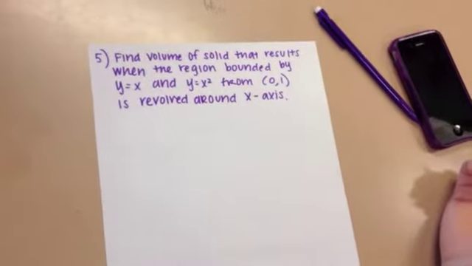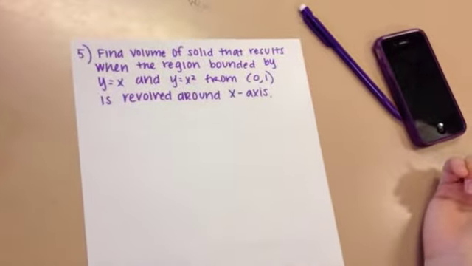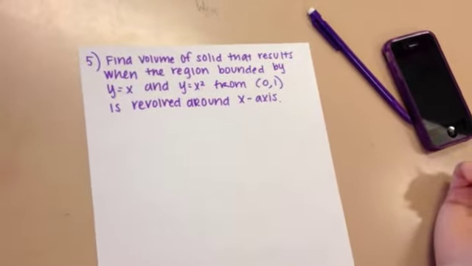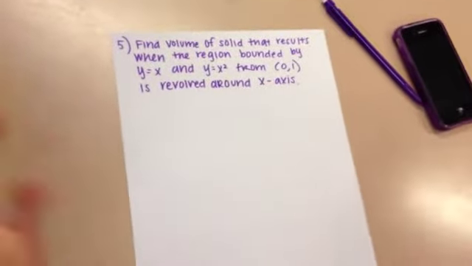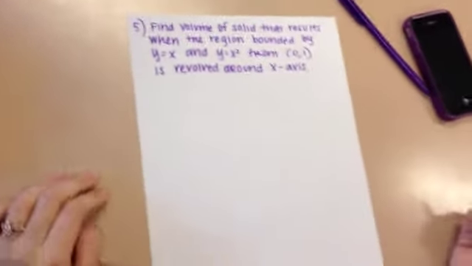Oh my gosh, okay. Find the volume of a solid that results when the region bounded by y equals x and y equals x squared from 0 to 1 is revolved around the x-axis. What does that even mean? Okay, so let's first draw out the curves.